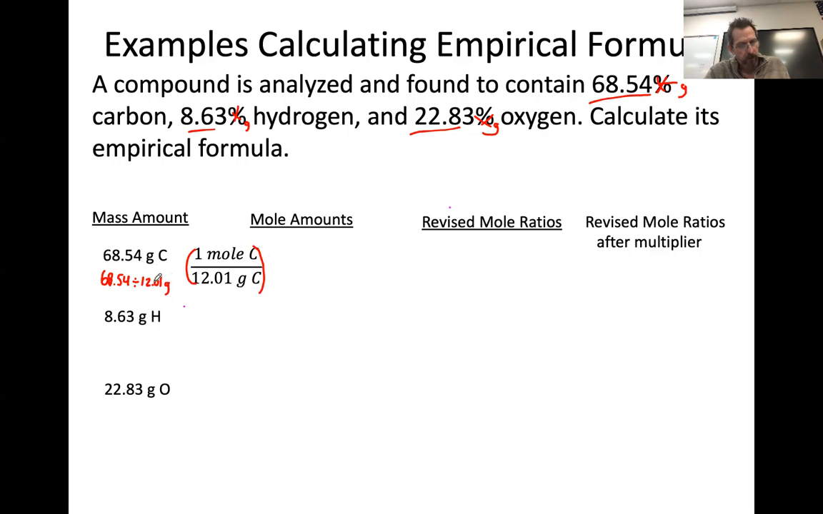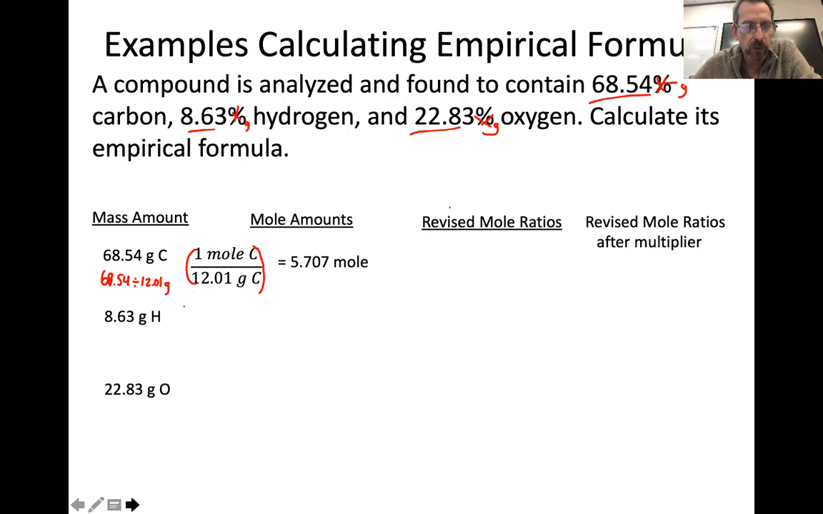And for carbon, just so you know I didn't make it up, right? If we're looking for the element carbon, there we go, it's 12.01 grams. So that would be the molar mass. We divide 68.54 by 12.01, we get 5.707. Percent to mass, mass to mole.